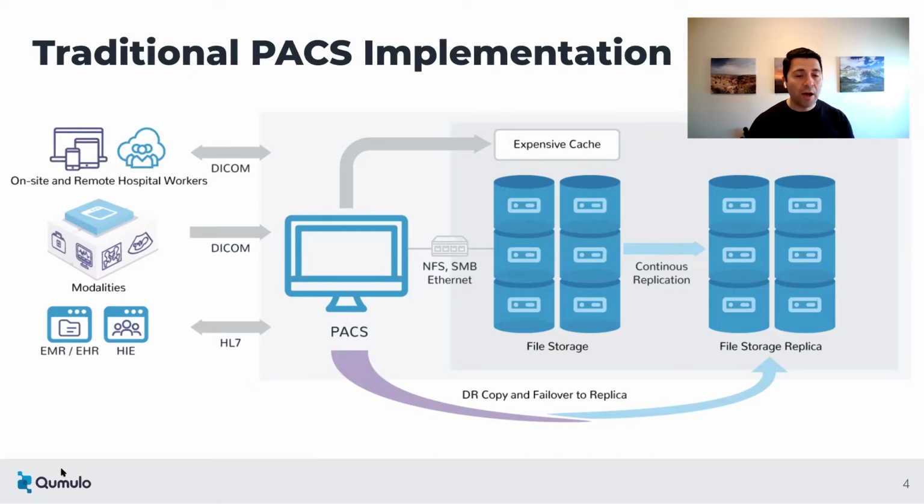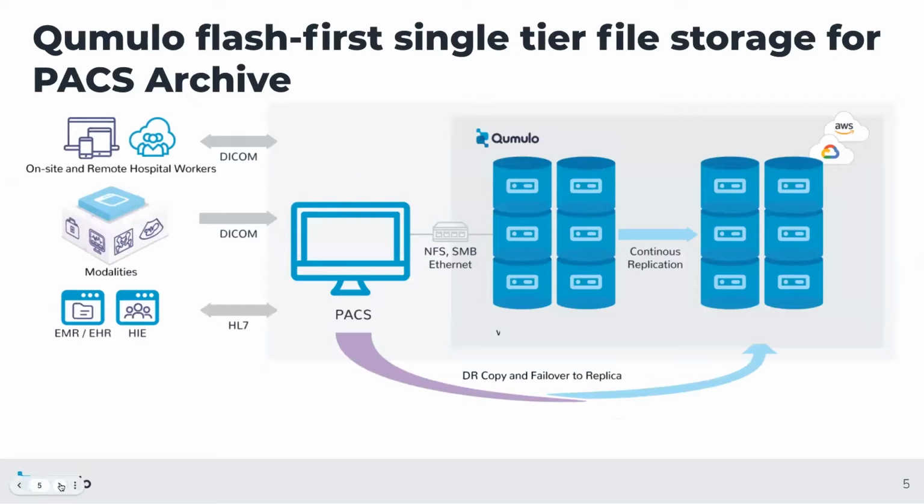We are seeing a lot of the PACS vendors and VNA vendors moving towards a simpler system, and if you advance to the next slide, you will see that it is really kind of getting rid of that cache tier of storage. With the advent of modern file storage platforms like Qumulo, where we're able to provide the performance of that all-flash layer along with the affordability and the economics of the archive tier, customers and the PACS vendors are able to get rid of that expensive cache tier.